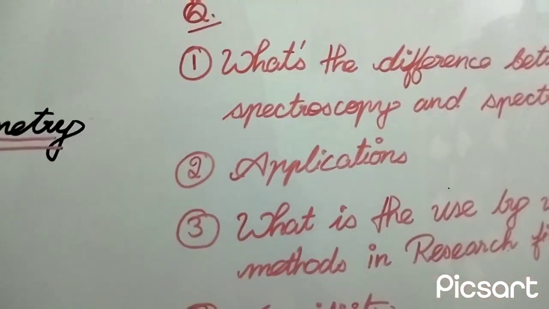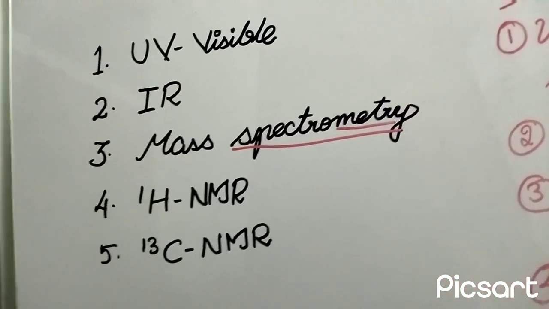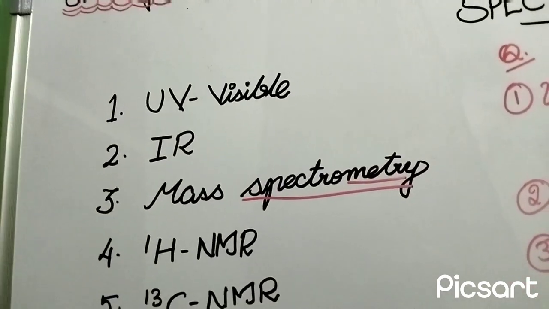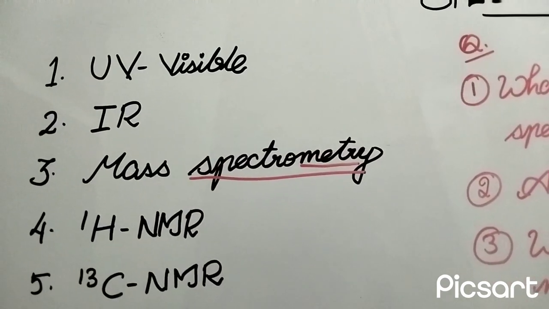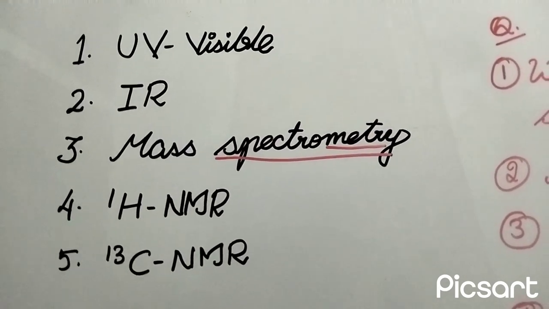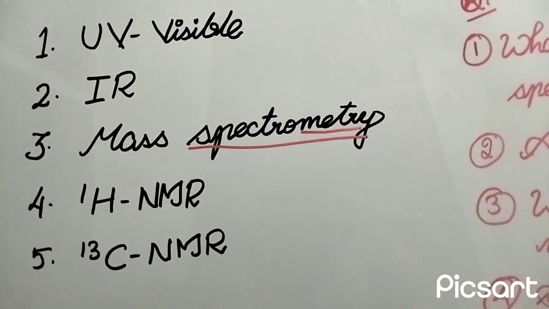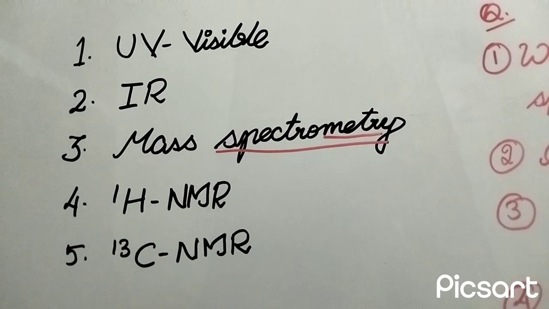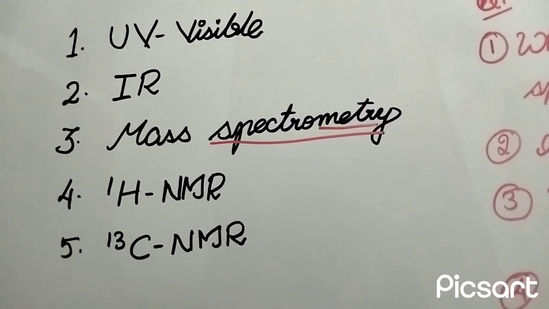The next is applications. By using all these methods, what are the applications and uses we will get? By the UV visible method, we are able to find whether our compound is a conjugated compound or not. Through IR, we are able to find out what functional groups are placed in the compound or molecule. Through mass spectrometry, we are able to determine the molecular mass of the compound completely. Accurate mass we will get through high resolution mass spectrometry.